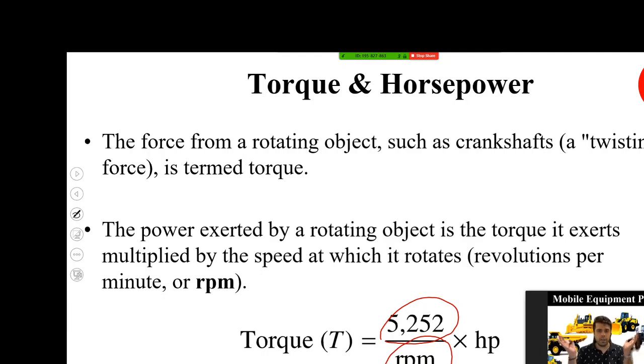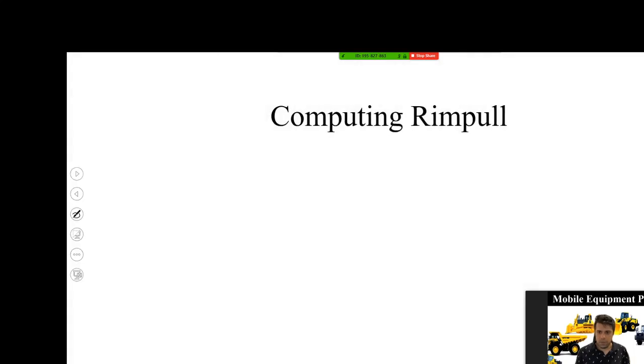So torque and horsepower are directly related. Torque and RPM, or the speed of the rotation, are inversely related to one another. Also, by having the horsepower, you can find the torque, and by having the torque, you can find the horsepower if you play with the formula. So, we also talked about rim pull.